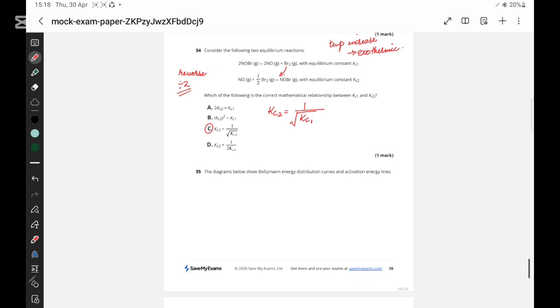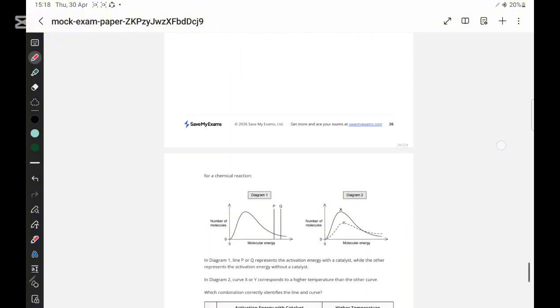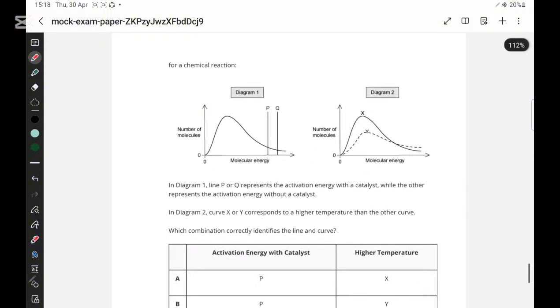For question number 55, the diagram below shows Boltzmann energy distribution curves and activation energy lines. First of all, if you see this point P, it is showing that you are using a catalyst. Why? Because the activation energy is decreased.